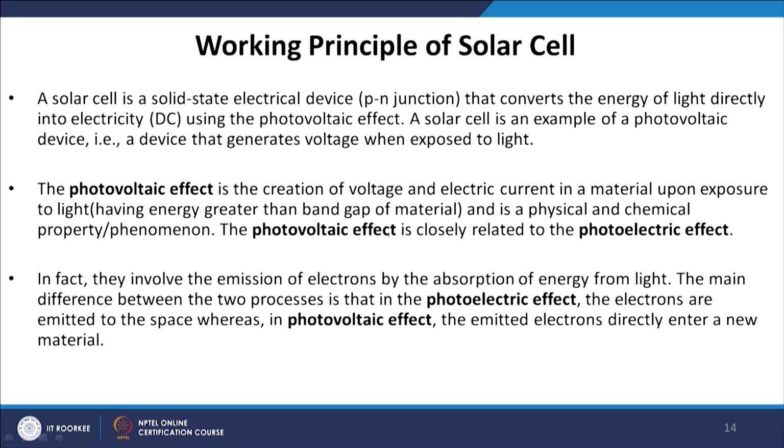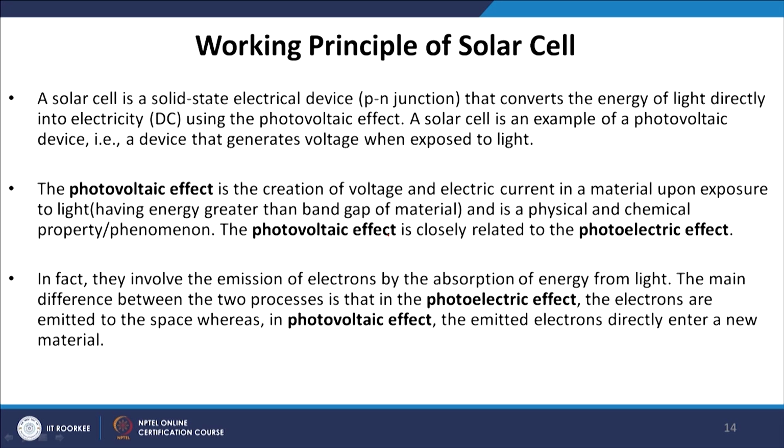The photovoltaic effect is the creation of voltage and electric current in a material upon exposure to light having energy greater than the band gap of the material, and is a physical and chemical phenomenon. The photovoltaic effect is closely related to the photoelectric effect. In fact, both involve the emission of electrons by the absorption of energy from light. In both cases, light is absorbed and an electron is ejected.